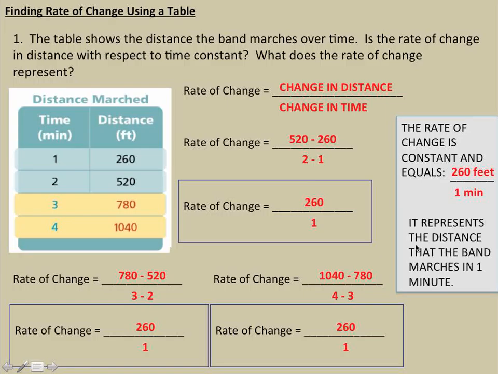So what does that mean? It represents the distance that the marching band marches in 1 minute. They go 260 feet every 1 minute. Notice it stayed the same. So this would be a linear relationship. It would be a linear function.